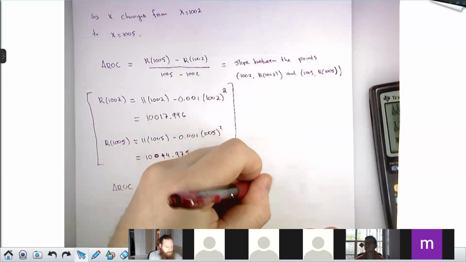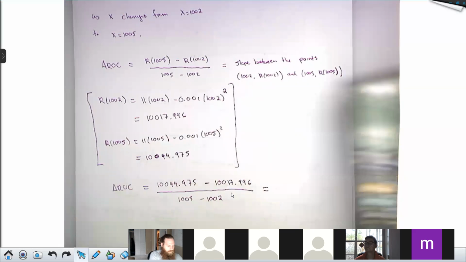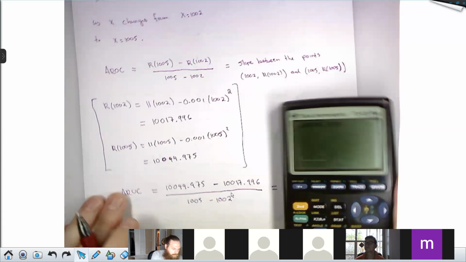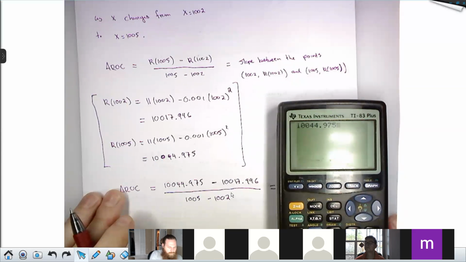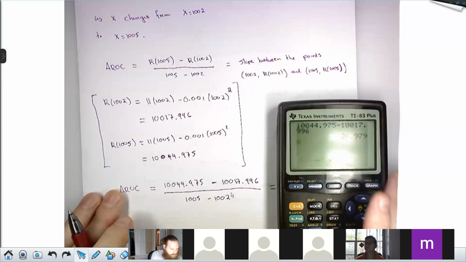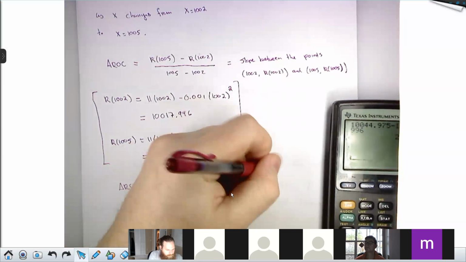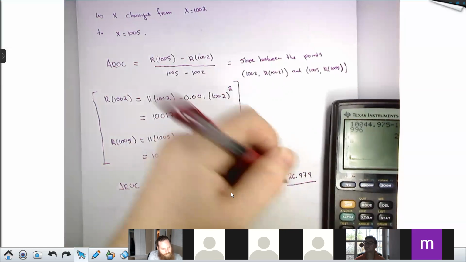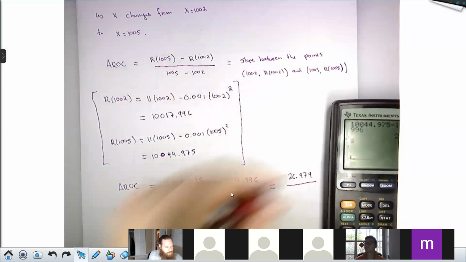Now, if I do this difference, I'll put it over here so you can see it. 10,044.975 minus 10,017.996. Here's our numerator, 26.979. Divided by 1005 minus 1002, well, that's just 3.